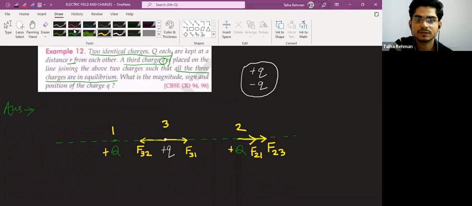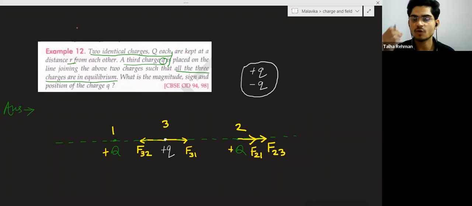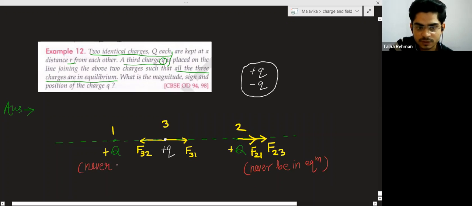Why never? Because here two forces are acting in the same direction. Always they are acting in the same direction. This charge cannot be in equilibrium. So here I am writing never be in equilibrium. Same is the case here. If you do this, never be in equilibrium, can be in equilibrium.